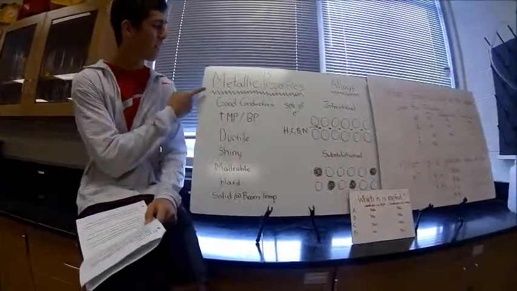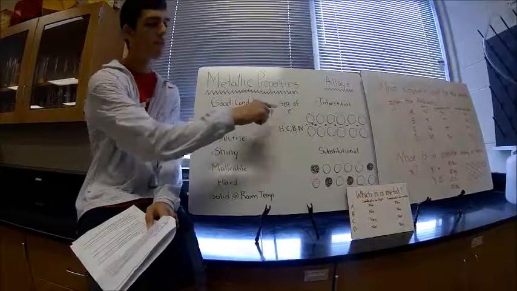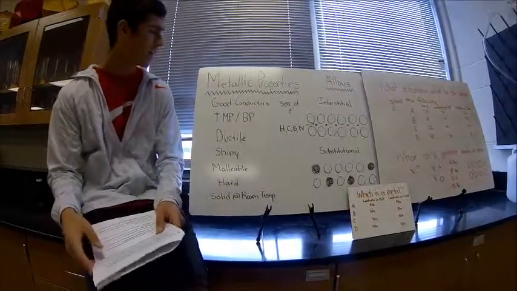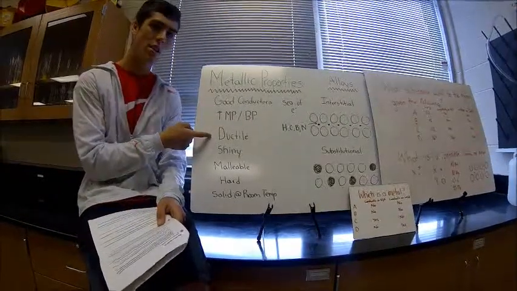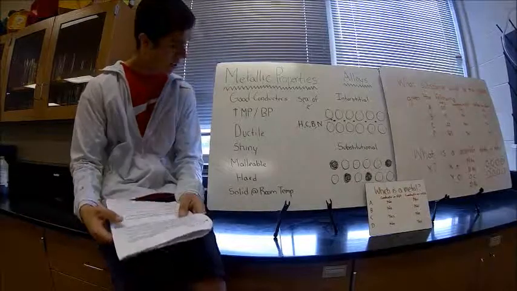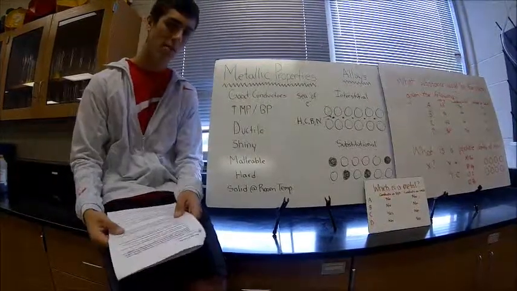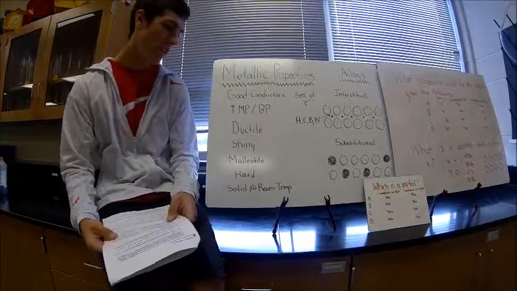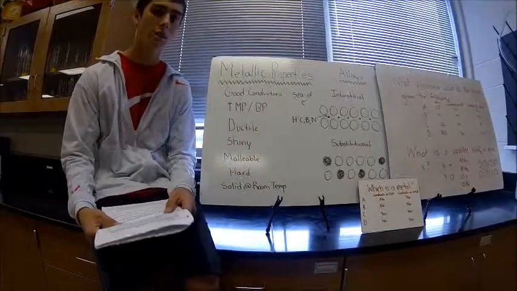So the metallic properties, they are good conductors because they have a sea of electrons which can transfer charges. They have a high melting point and boiling point. They're very ductile, meaning they can be stretched out. They're shiny. Malleable means they can be bent and deformed easily. They are hard, and they're all solids at room temperature except for mercury, which is a liquid at room temperature.